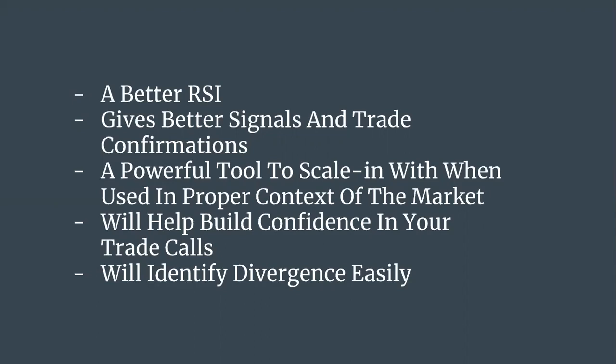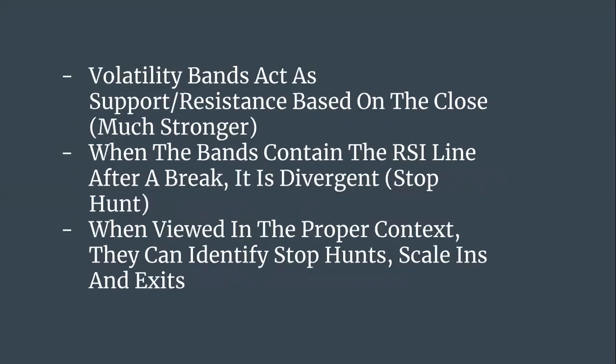It will identify divergence easily, which you guys should already know about from some of my other lessons, such as the cycles, etc. Volatility bands are going to act as support and resistance based on the close, which is much stronger, right? Those are the volatility bands. When the bands contain the RSI line after a break, it is divergent, stop hunt, right? That's where I go through outside the volatility band and back inside. I say that a lot. And of course, when viewed in the proper context, they can identify stop hunts, scale-ins, and exits.